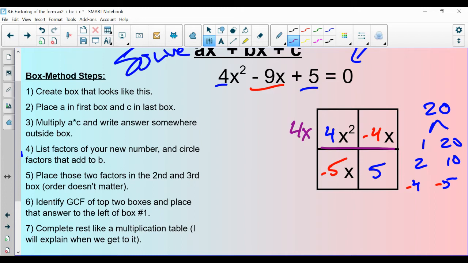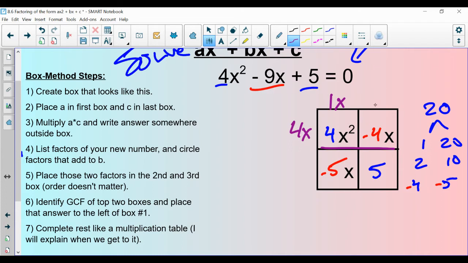And now you're going to ask yourself, right, we're going to complete the rest like a multiplication table. 4x times what is 4x squared? Well, 4 times what is 4? That would just be 1. And then x times what is x squared? That would be x. You guys should agree with me that 4x times 1x is 4x squared.